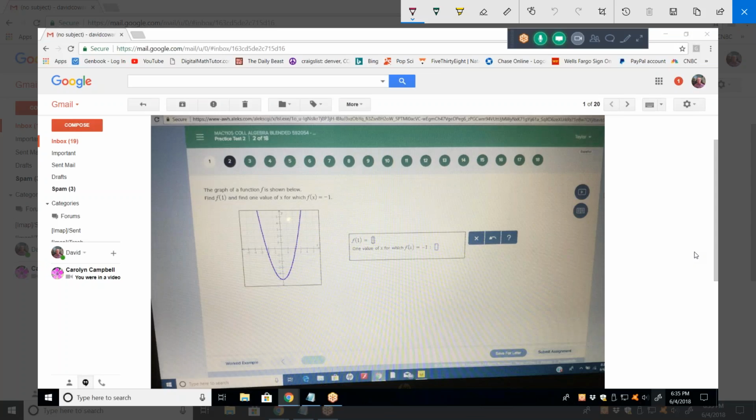Okay, what does this mean? So it's saying find f of 1. What is f of 1? First of all, that would be 1 on the x-axis. In other words, the vertical axis is f of x, the horizontal axis is x. So f of 1 means what? Pretty much where the graph touches on the 1 on the x-axis.